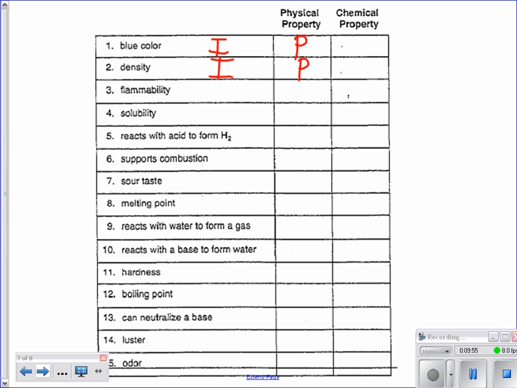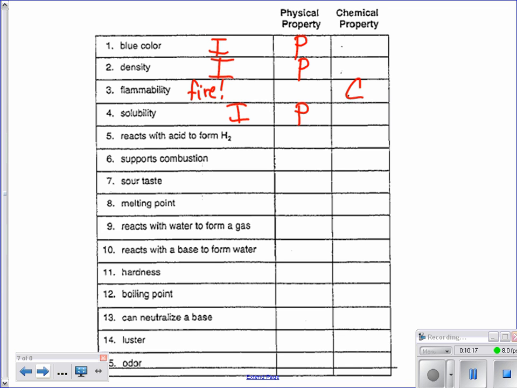All right, flammability, what does that sound like? Chemical, sounds like fire, right? So that is going to be a chemical property. It's how it's reacting with the oxygen. Okay, solubility. Physical. And again, that's going to be intensive.